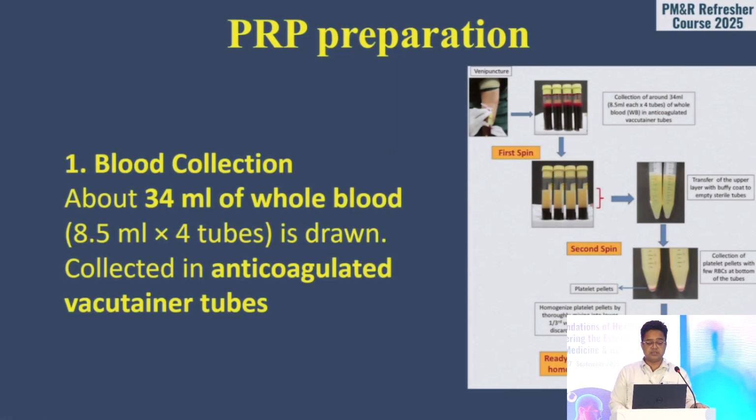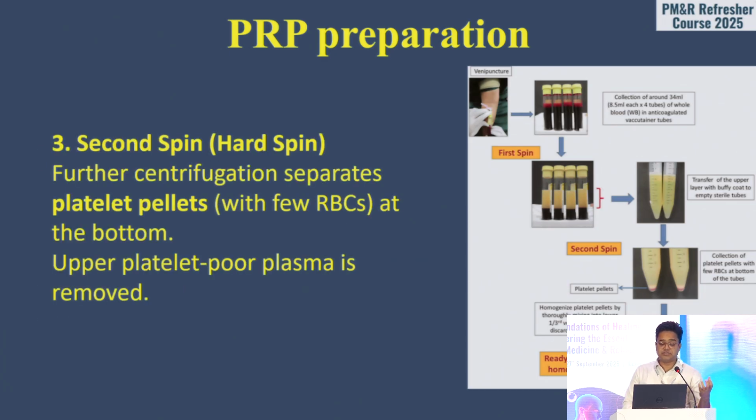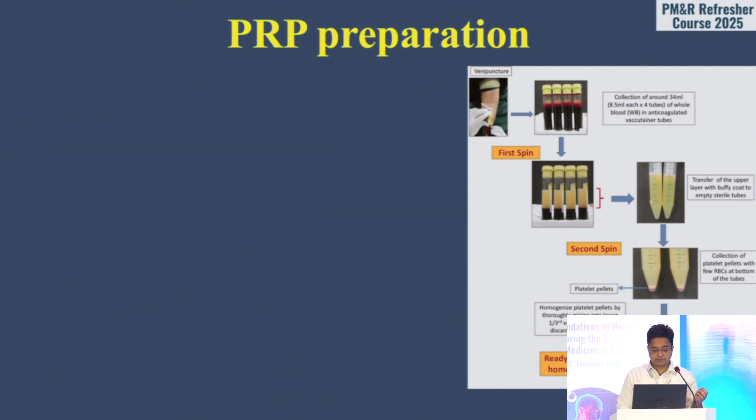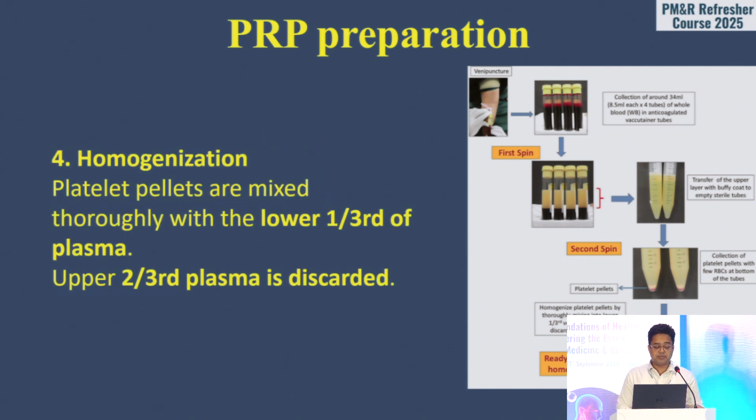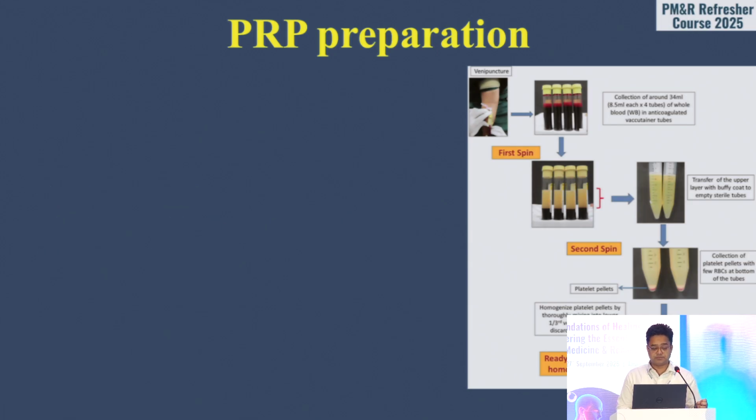In PRP, first is blood collection: about 34 ml of whole blood is drawn and collected in an anticoagulant vacutainer tube. First spin, as I told in the previous slide, centrifugation separates plasma into layers. Upper plasma plus Buffy coat, RBC settle at the bottom, and the upper layer with Buffy coat is transferred into a sterile tube. Second spin, further centrifugation separates platelets with the remaining RBC at the bottom, and the upper platelet poor plasma is removed. Homogenization: platelets are mixed thoroughly with the lower 1/3 of the plasma, and the upper 2/3 plasma is discarded. The final product is 5 ml of concentrate, ready to use.